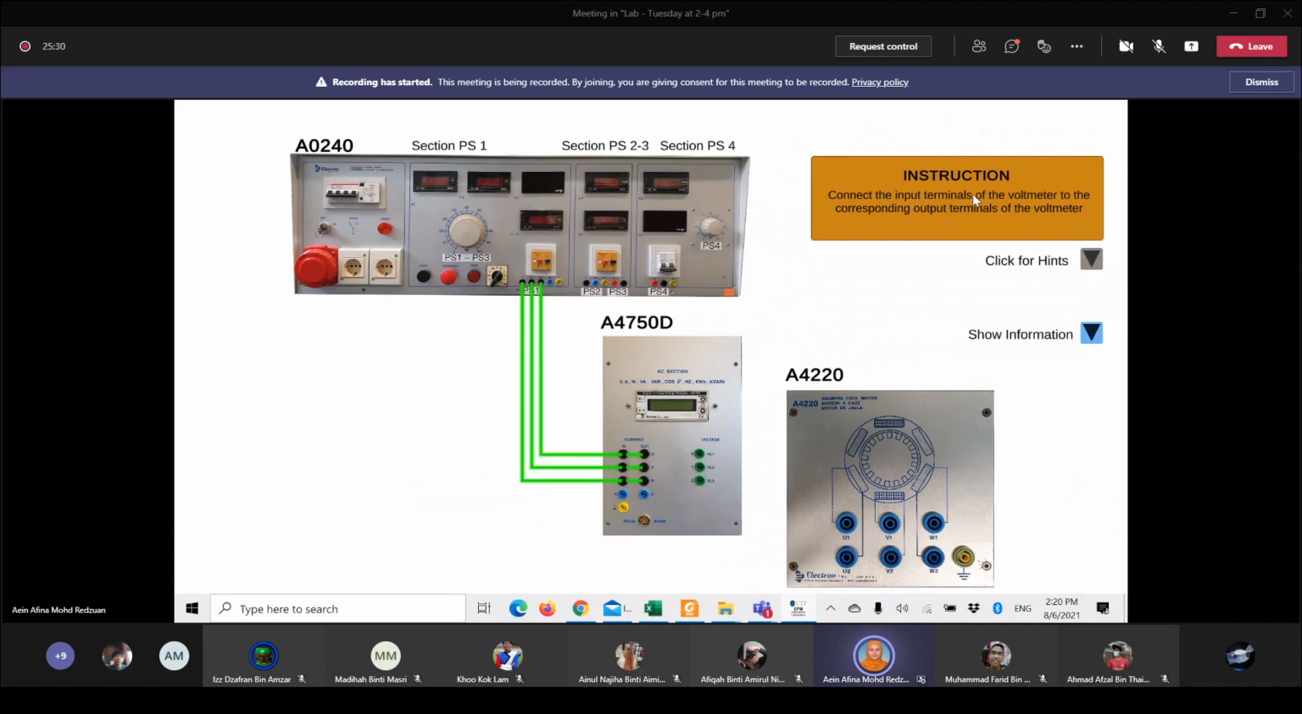Connect the input terminal of the voltmeter to the corresponding output terminal of the voltmeter. So this time it's the voltmeter. Connect it so you get the output.